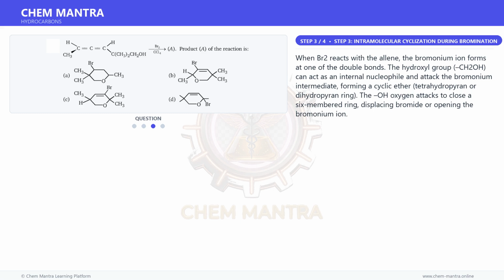When Br2 reacts with the allene, the bromonium ion forms at one of the double bonds. The hydroxyl group, CH2O, can act as an internal nucleophile and attack the bromonium intermediate, forming a cyclic ether, tetrahydropyran or dihydropyran ring. The oxygen attacks to close a six-membered ring, displacing bromide or opening the bromonium ion.